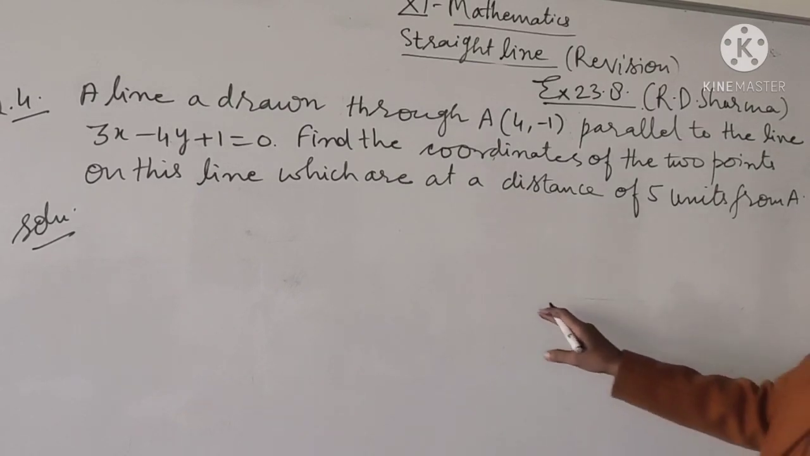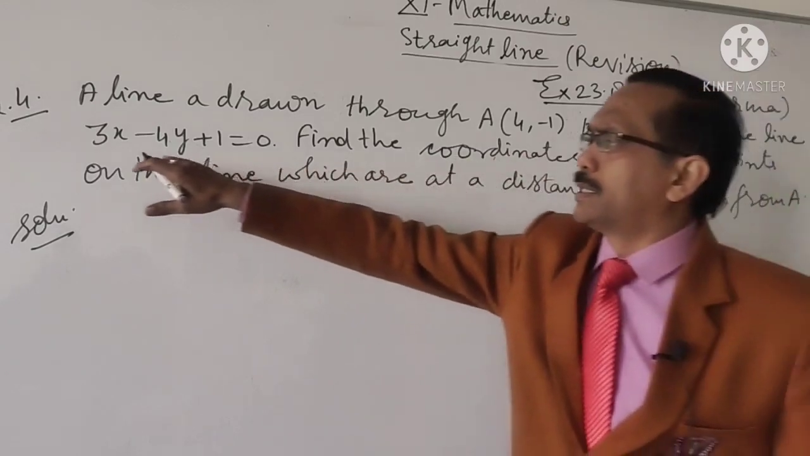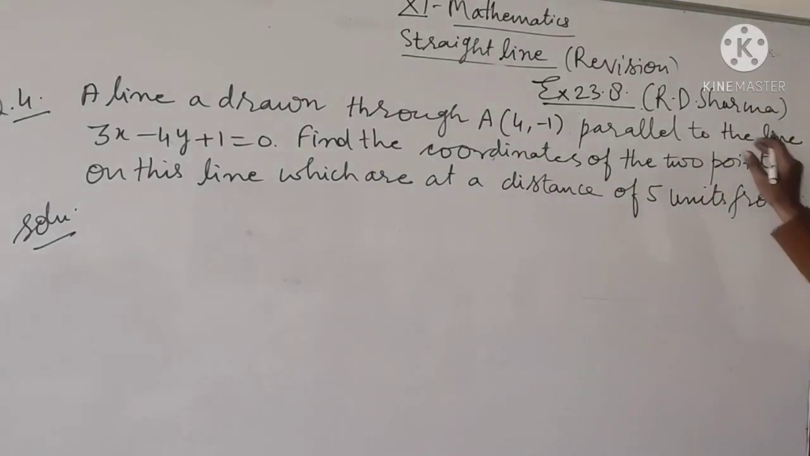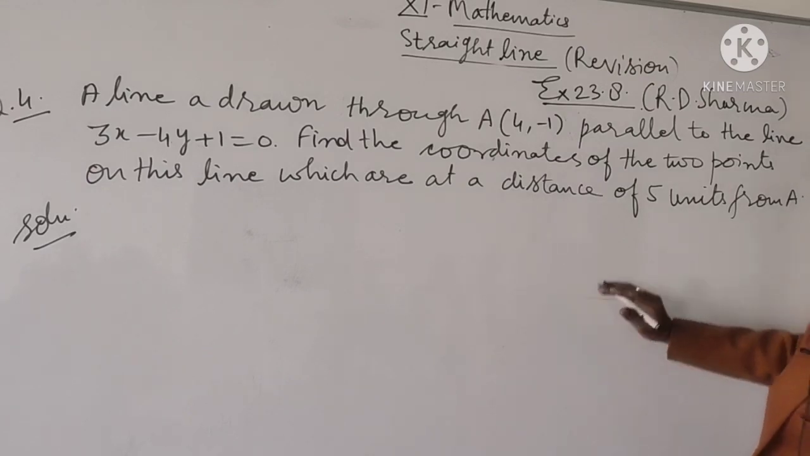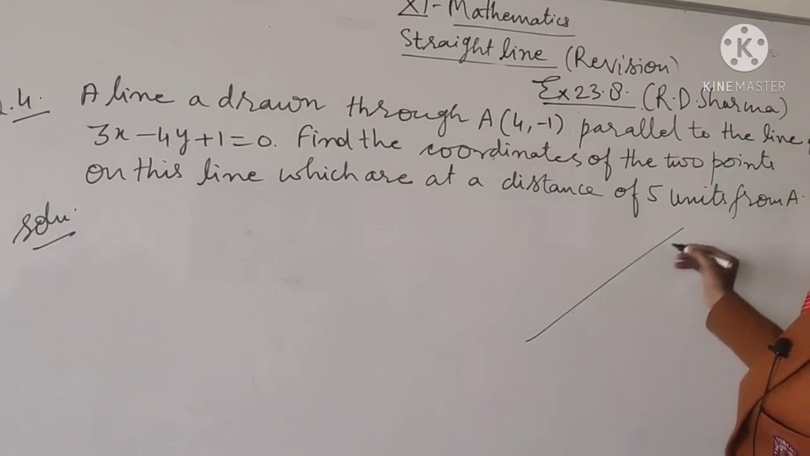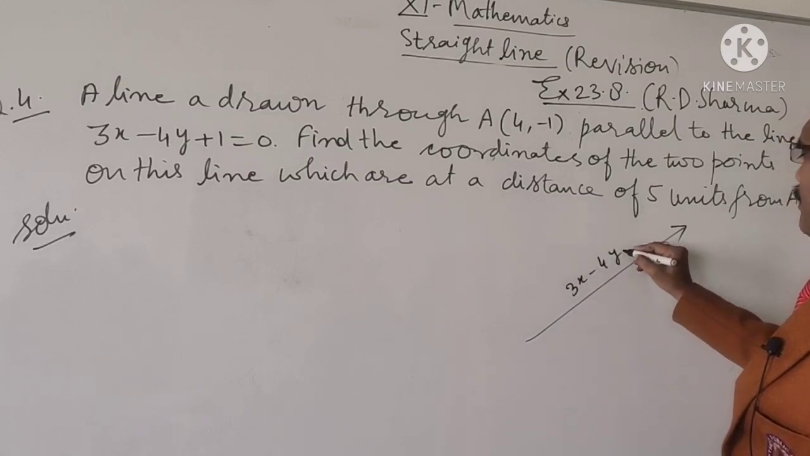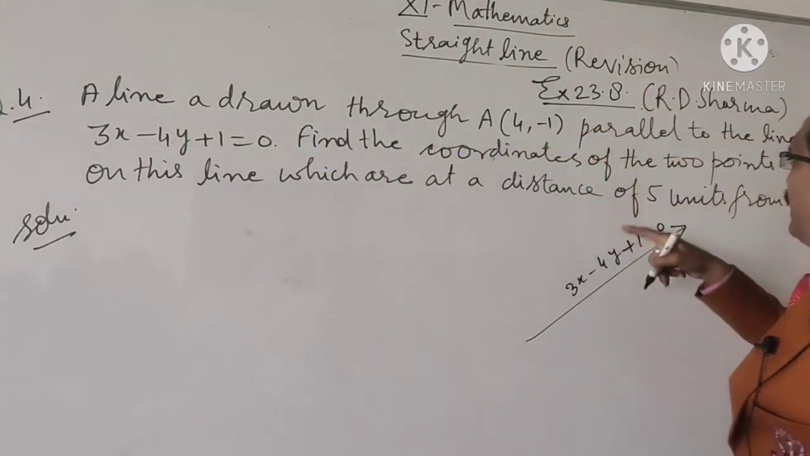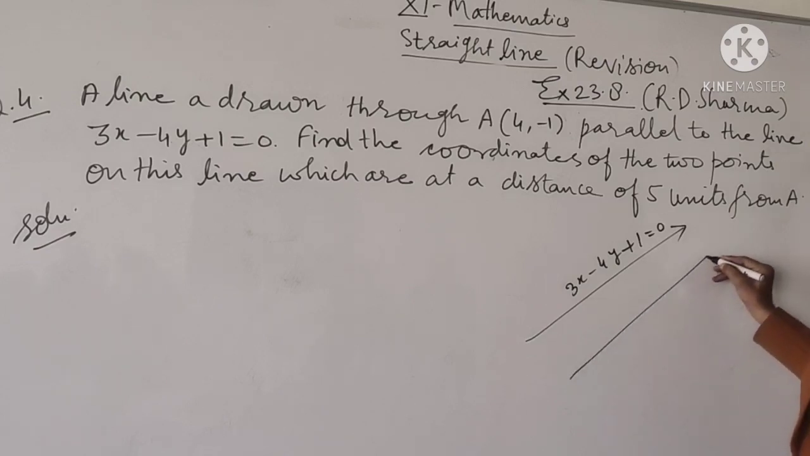Now next question number 4. A line is drawn through a point A parallel to the line 3x minus 4y plus 1 equal to 0. Find the coordinate of 2 points on the line which are at a distance of 5 units from A. So there is a line, it is 3x minus 4y plus 1 equal to 0. A line drawn through a point A and parallel to this line.